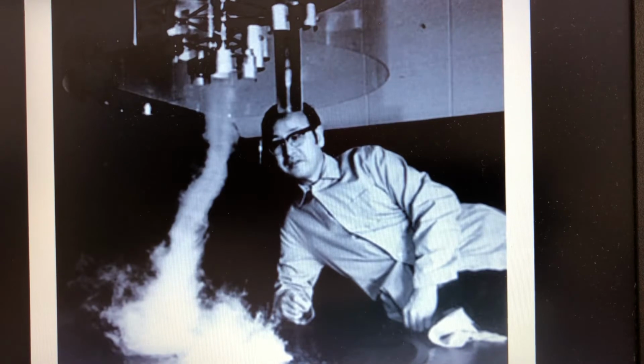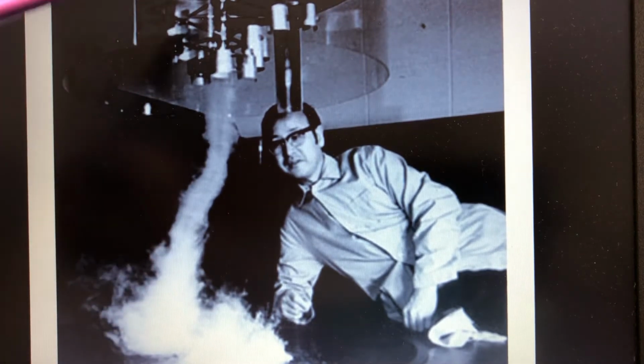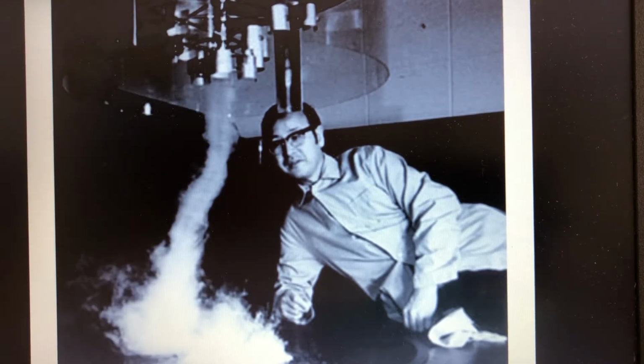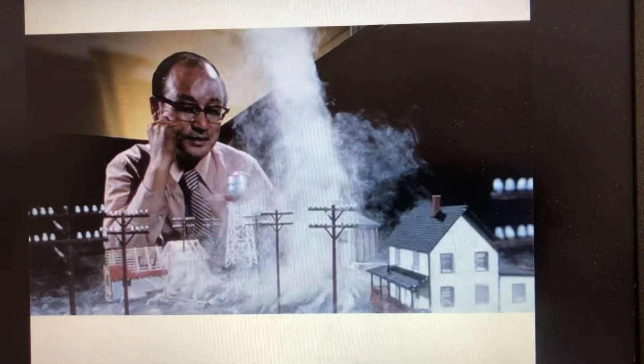So this is Ted Fujita. This is in his lab that he created at the University of Chicago. And if you've ever been to a science museum and you have seen these machines that create tornadoes for you to play in, you can thank Dr. Fujita for that, because he created the very first one in his lab so that he could recreate the conditions and learn more about how tornadoes move and what kind of damage they cause. So here's another picture of him in his lab.